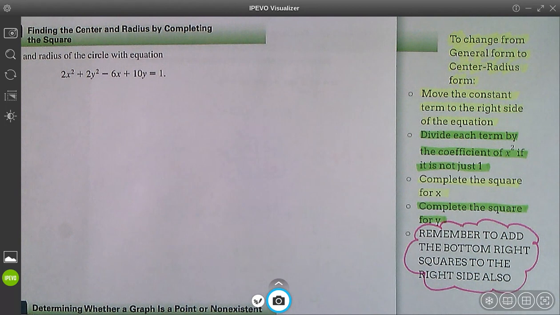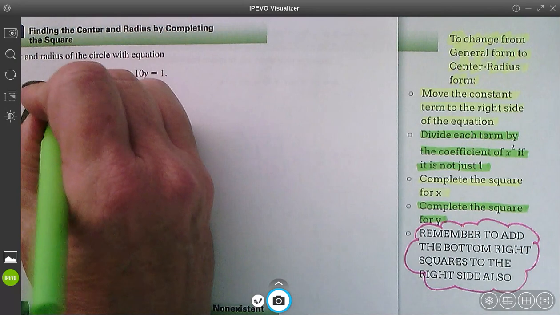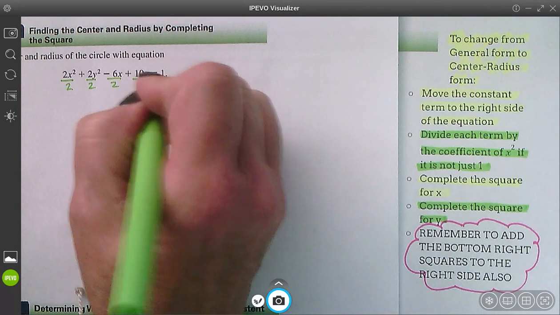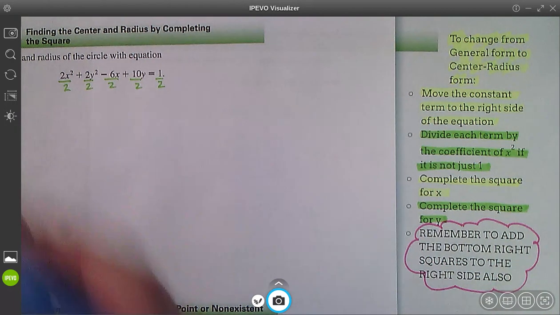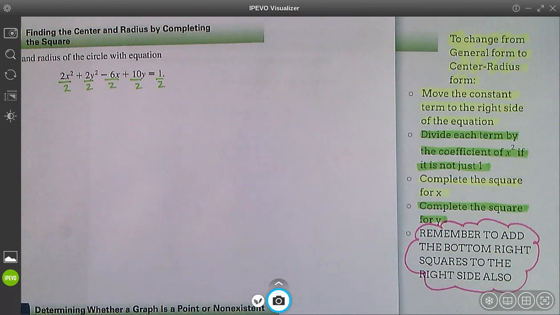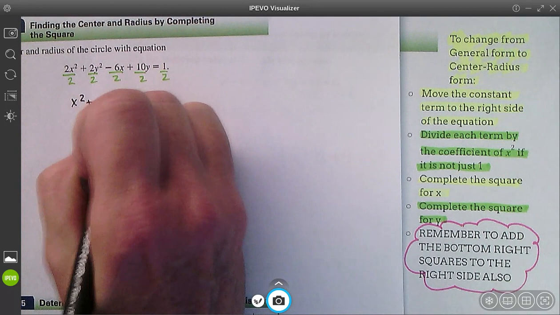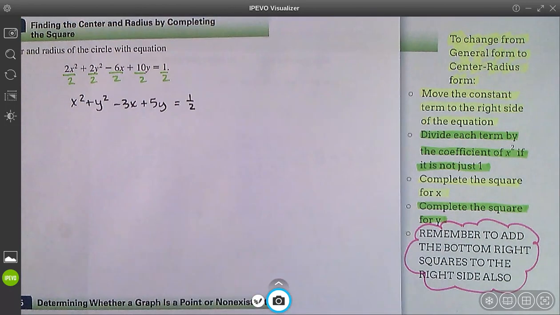When you're working with circles, the coefficient of x squared is going to be the same as the coefficient of y squared, so I don't have to do extra work. I just have to divide each term by that coefficient of x squared. So now I've got regular x squared plus y squared minus 3x plus 5y equals 1/2.